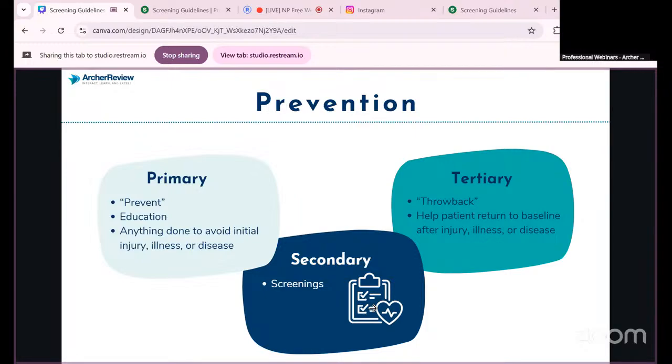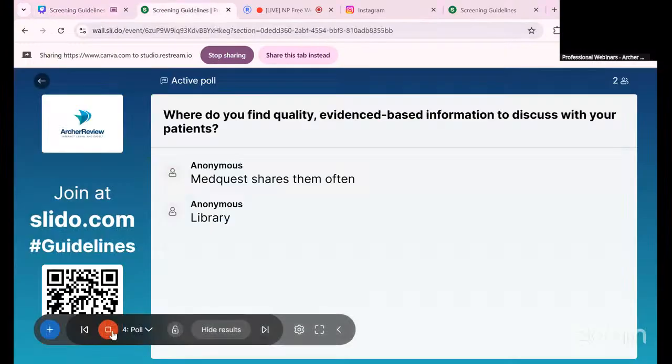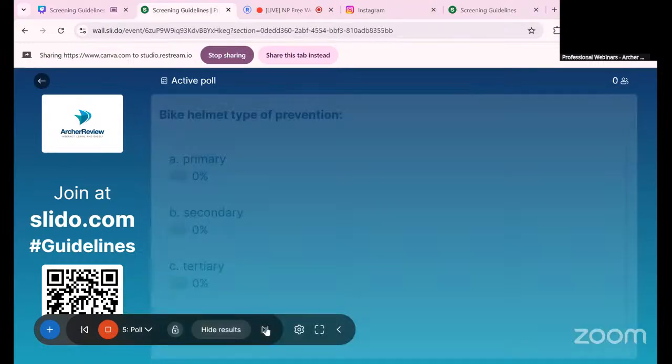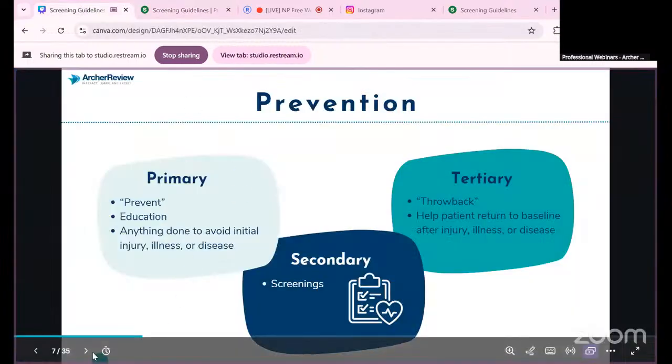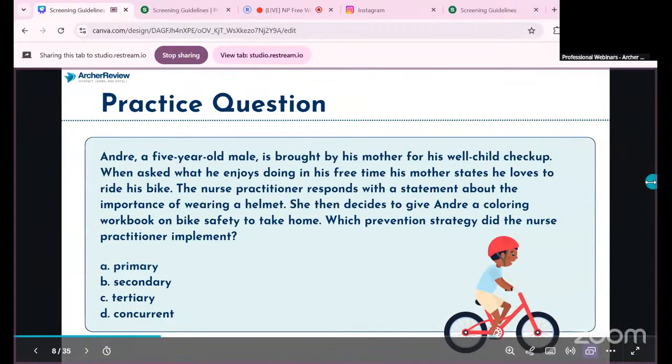So let's go ahead and move on and do a practice question. Again, if you have just recently joined us, you can join us at slido.com hashtag guidelines. I've got the QR up for you here if you need to scan it. So let's look at our very first question that I have for you guys today.